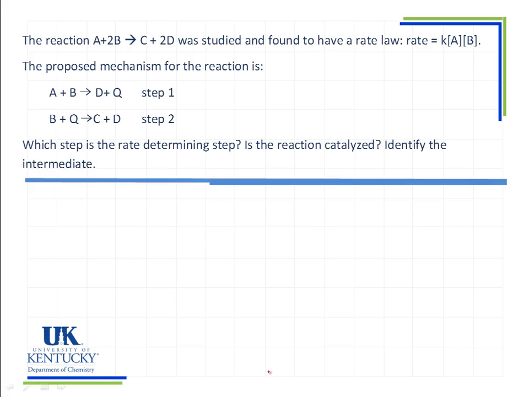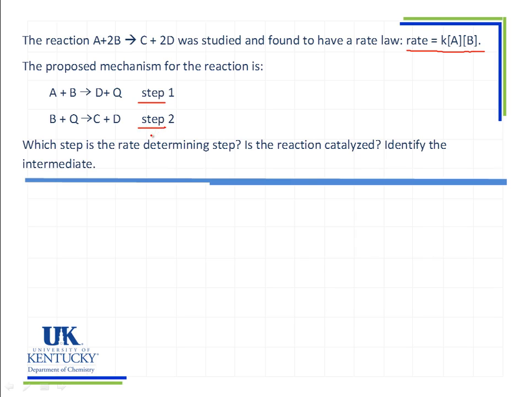We are given in this problem an overall reaction and a mechanism. We are also told that experimentally the rate law is given as this. We're asked from this information to determine which step is the rate determining step. Given here is a mechanism that has two steps. We see them listed there as step 1 and step 2.